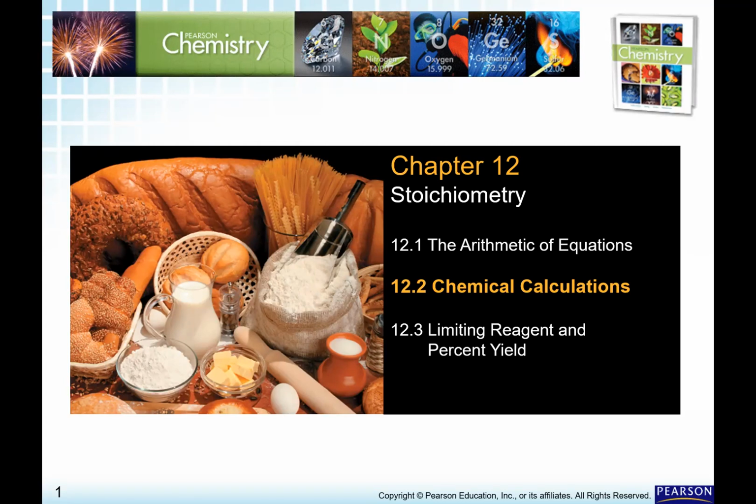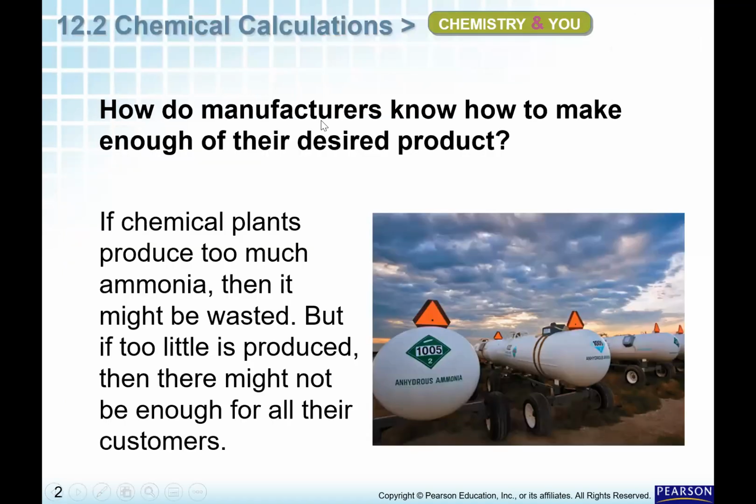So what we will do today is apply all that we learned on chemical reactions. So we will be doing chemical calculations, actual chemical calculations. Starting with the question and picture for today.